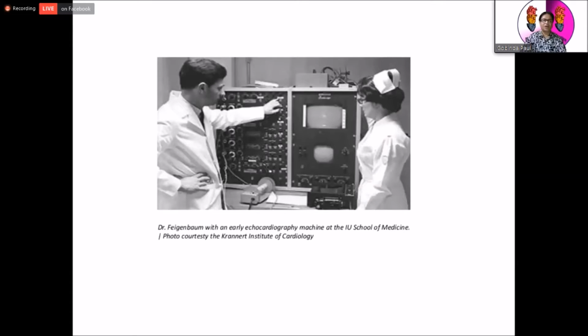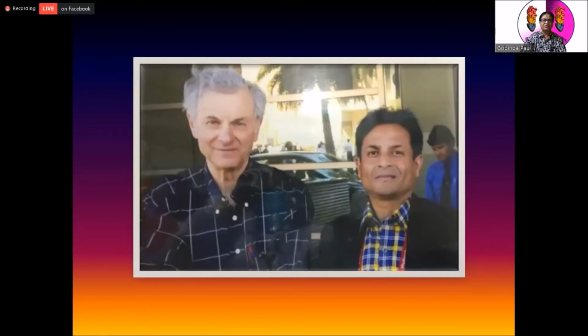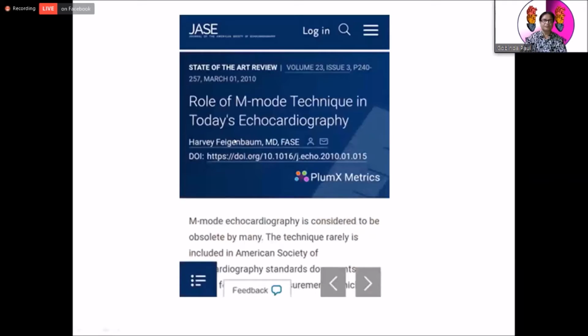Here, Dr. Feigenbaum with his colleague. There was an opportunity in Hyderabad with Professor Feigenbaum at CSI. Here is one of the papers, Role of M-mode Technique in Today's Echocardiography, written by Harvey Feigenbaum, which is published in the Journal of the American Society of Echocardiography.